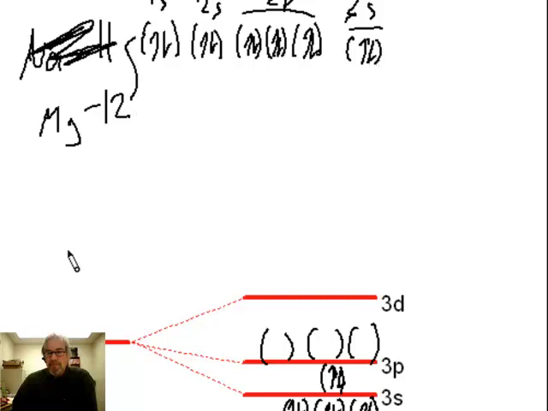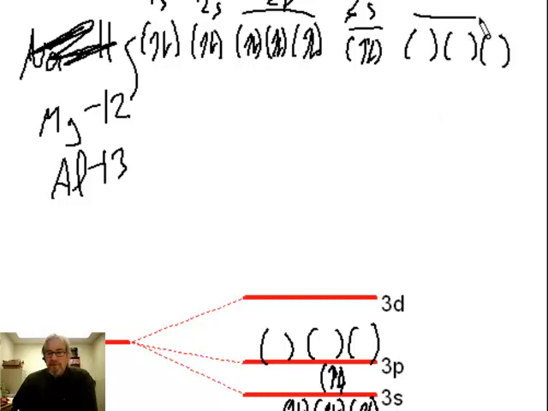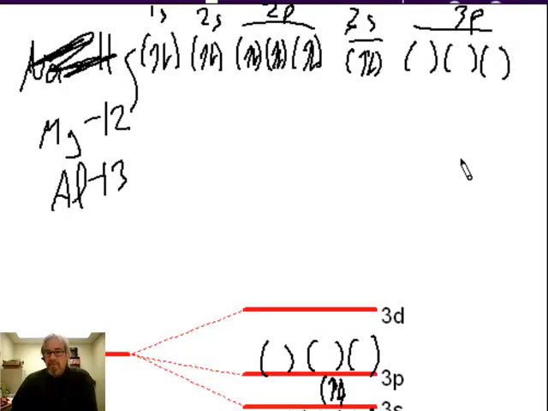Next element, what's the next one in line? It's aluminum. Aluminum is element number 13. So my 12 electrons fill up that 3s sublevel. So now it's time for me to build a 3p sublevel. It has 3 orbitals in it, so I draw all 3 of them. Aluminum has 13 electrons, 1 more than magnesium, so I'm just going to put 1 more electron in one of those orbitals. So I'm going to cross out magnesium. This is now my aluminum orbital notation.